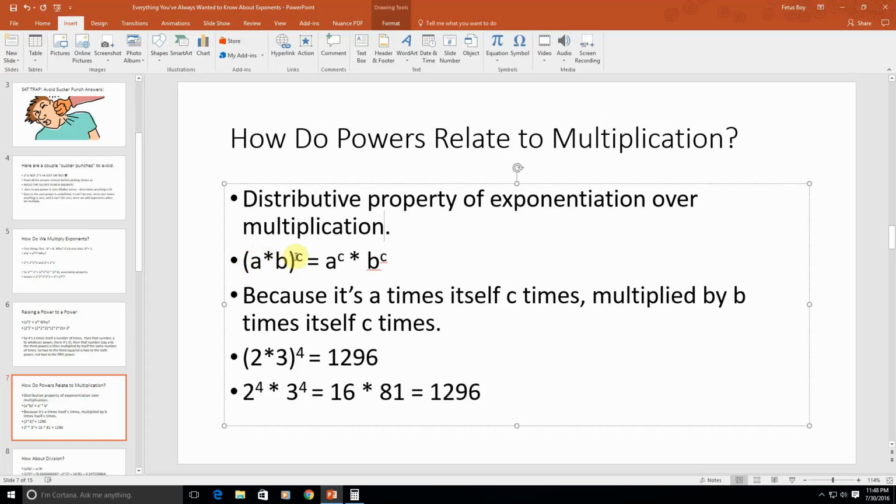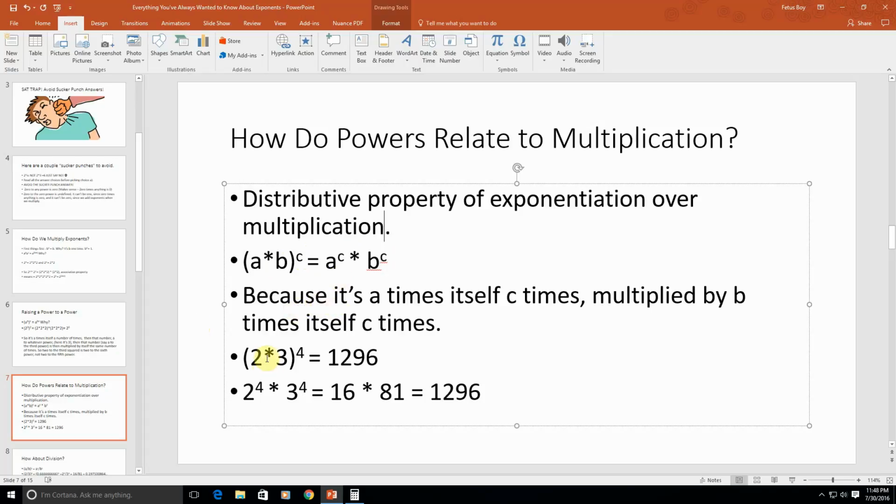A times b to the c power is equal to a to the c power times b to the c power. Why is that? Well, because we have a times itself c times, and we have b times itself c times. So we can see that this is just going to be equal to AB, AB, AB, AB, c number of times, and then you can just break that up using the same associative property we used with 2 before.